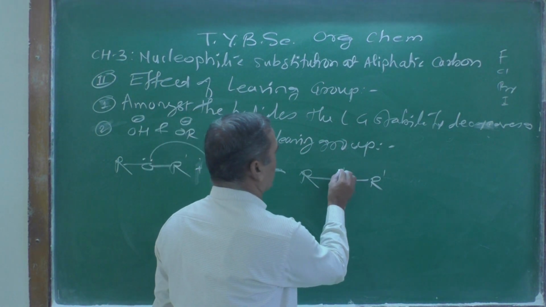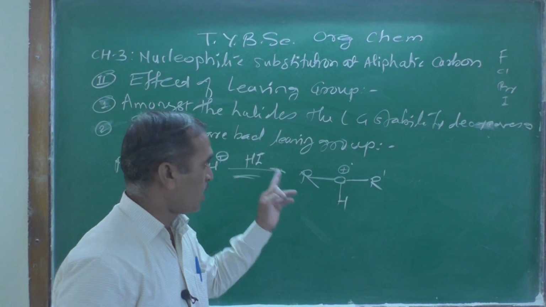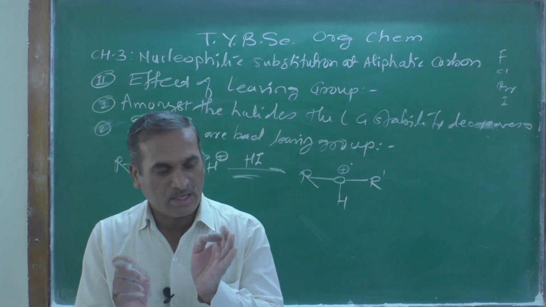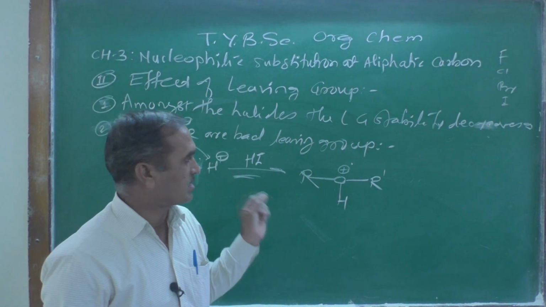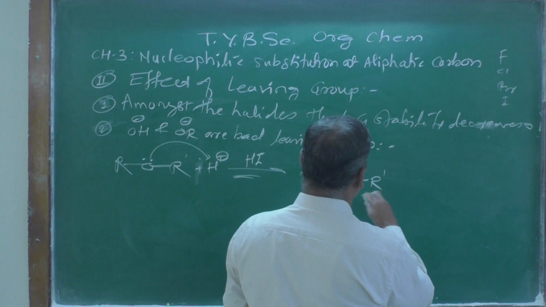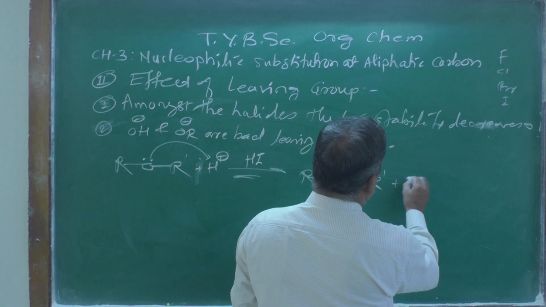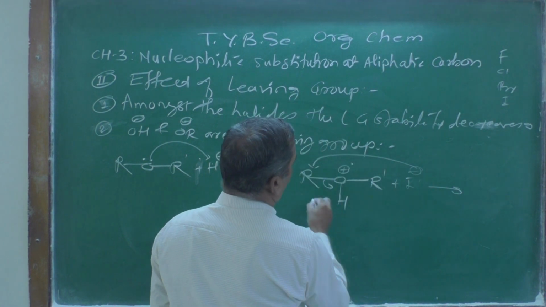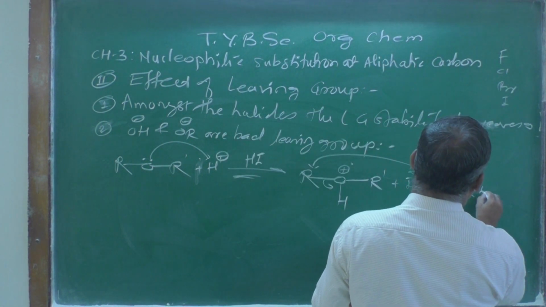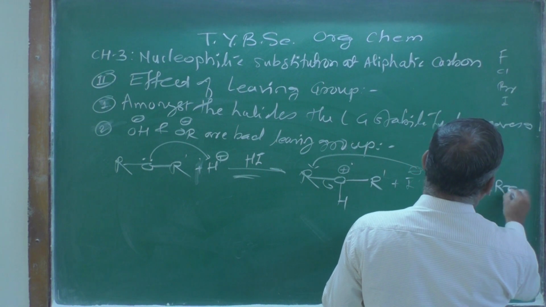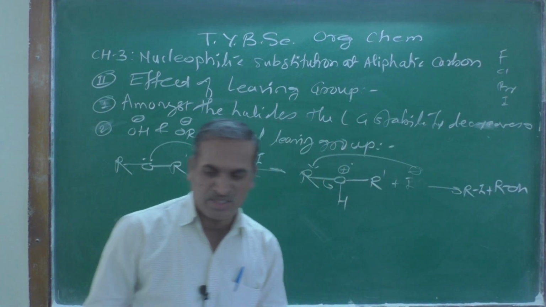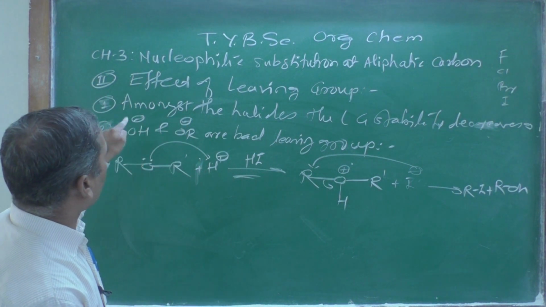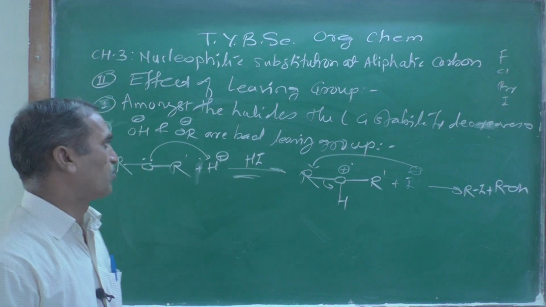Therefore there will be a positive charge on that oxygen atom, and whenever an electronegative species carries a positive charge, it becomes highly unstable in nature. Now a nucleophile is going to attack from the backside, and you are going to get the product R-Nu plus ROH. Alcohol is the leaving group.